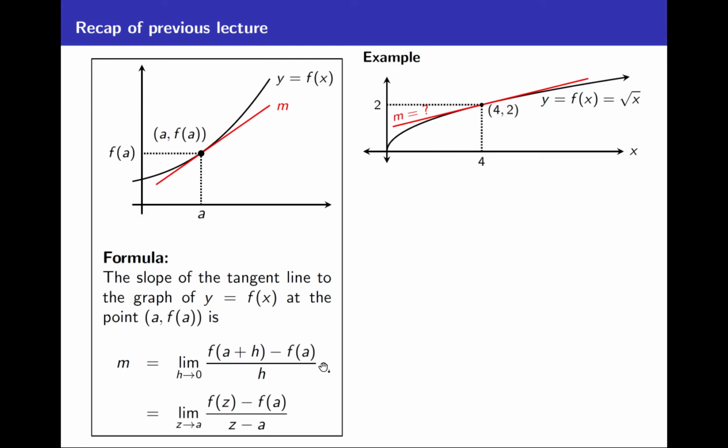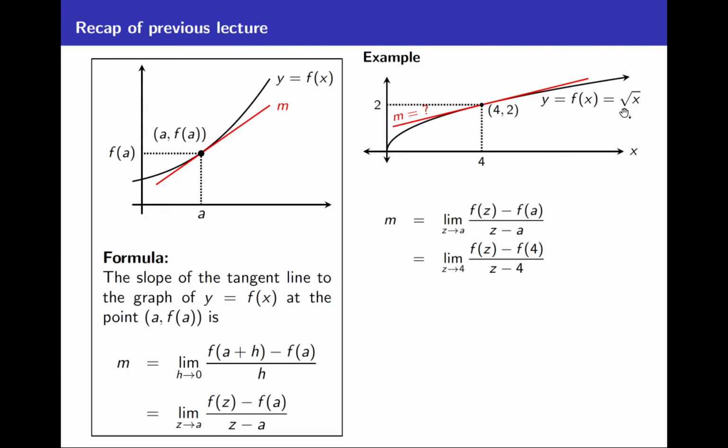So we could use either one of these two formulas for slope. Let's use the second one. m is the limit as z approaches a of f of z minus f of a divided by z minus a. Let's work this out and see what we get for the slope. The first thing we need to do is note that in this example, our a is 4. So we'll replace the a that's here, here, and here with 4. We get the limit as z approaches 4 of f of z minus f of 4 over z minus 4.